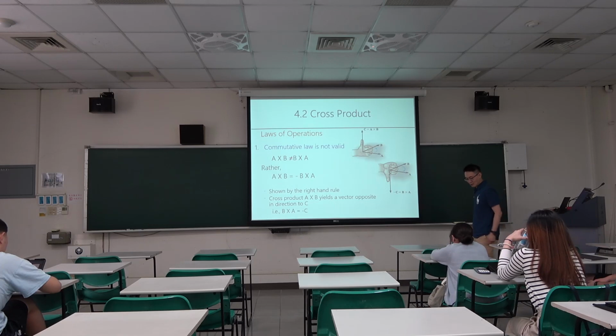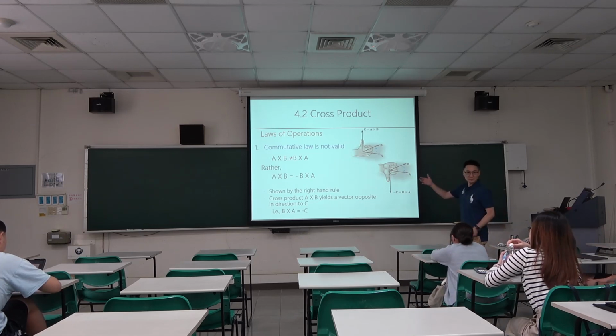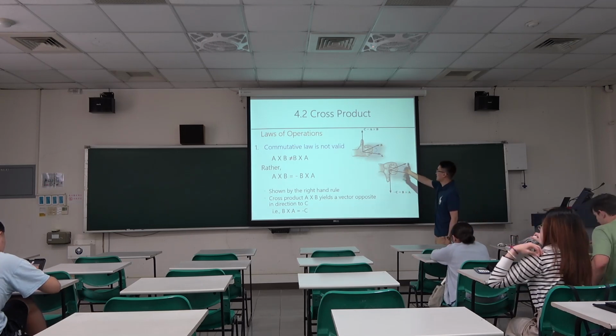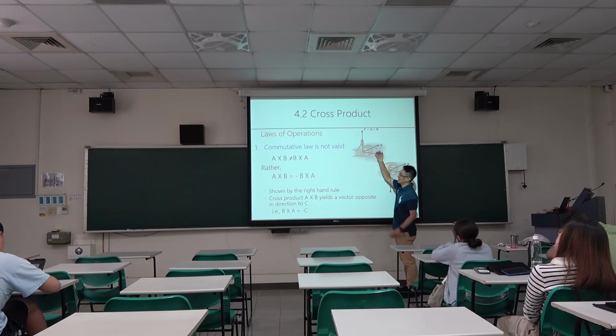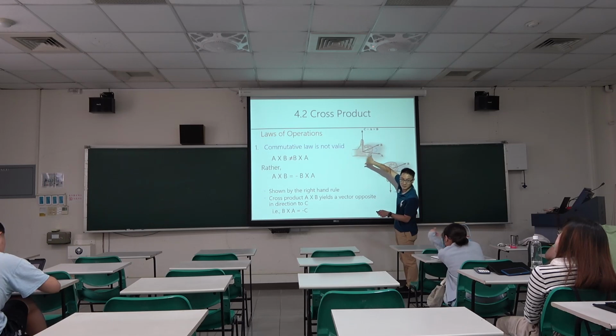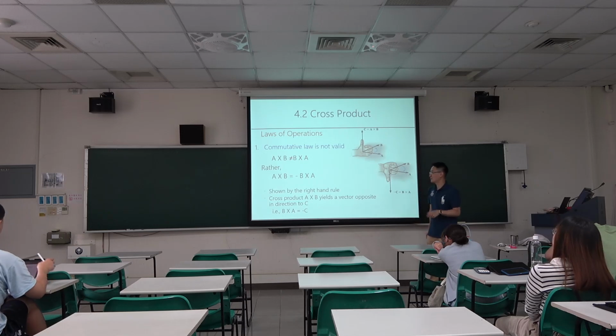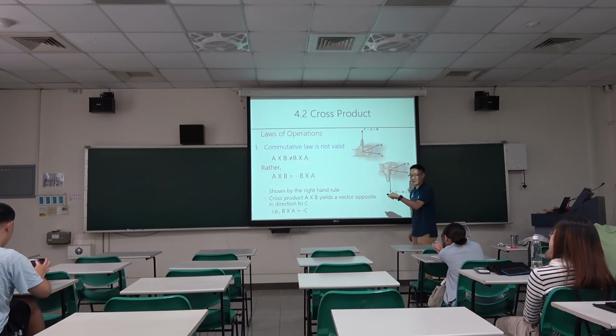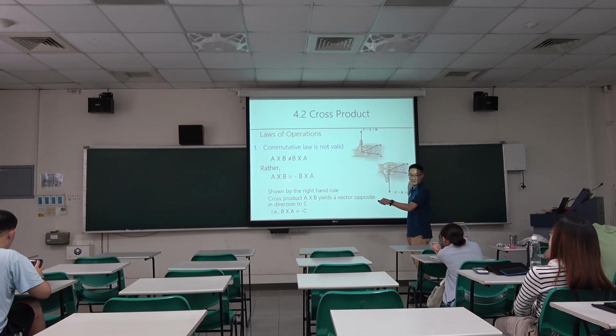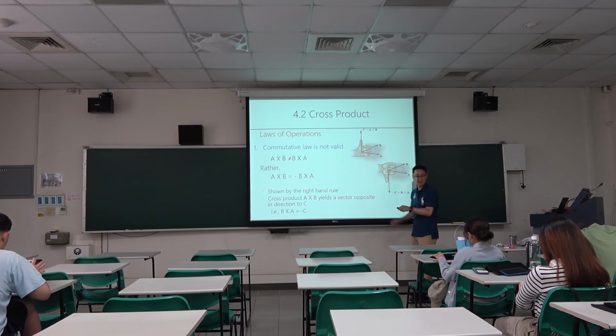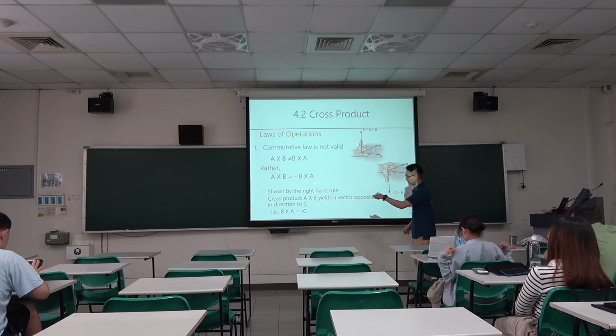For cross product, due to it has directional effect, A cross B does not equal B cross A, because B cross A becomes inverse, opposite direction. So we cannot change each other. But we can present our result as A cross B equals negative B cross A because they are opposite direction. Okay?